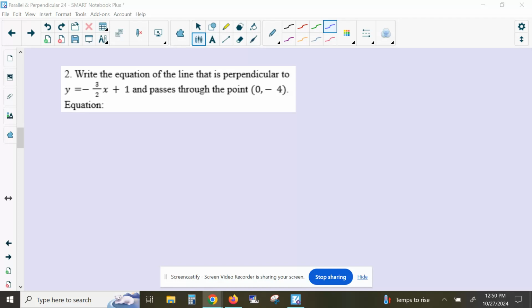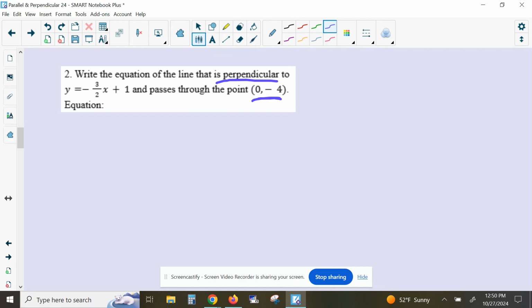Okay, number 2, on the mild side: write the equation of a line that is perpendicular to... So perpendicular, you should be underlining important words as you go. Perpendicular to y equals negative 3/2 x plus 1, and passes through this point right here.